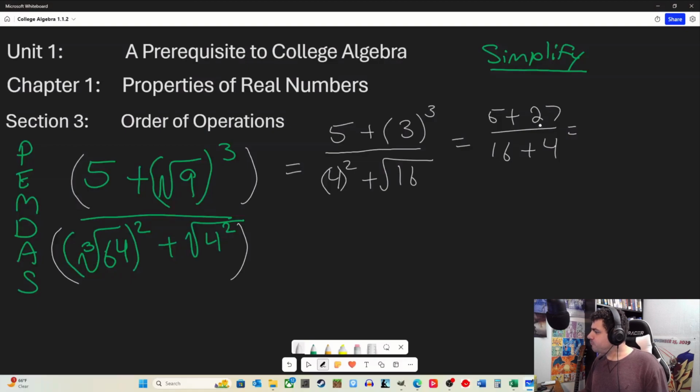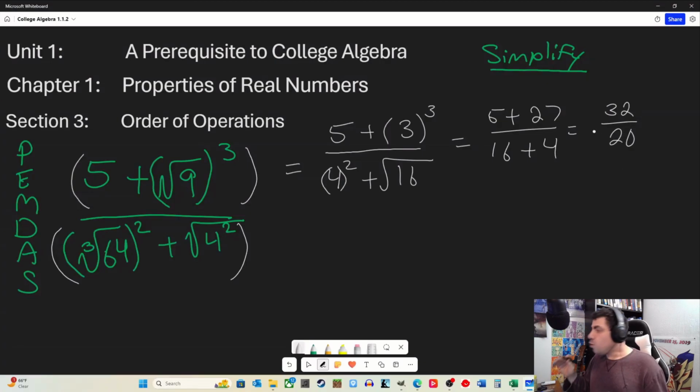I did my math wrong. I ended up with something I didn't want. This 5 was supposed to be a 3. Oh well, we're going to flow with it. All right. So what does this give us? 27 plus 5 equals 32 divided by 16 plus 4 is 20. Now we have a division problem. This is outside of my notes. This was supposed to be 30. So 32 divided by 20.